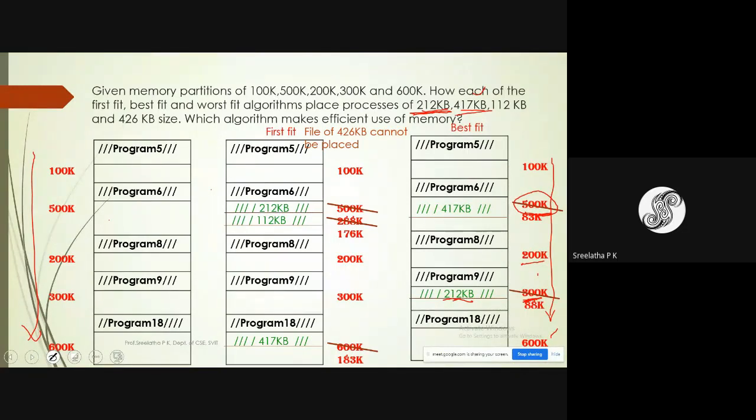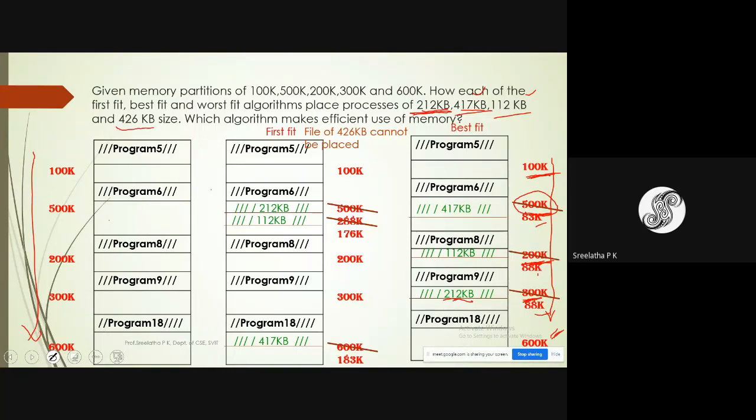Let's check for the next process, 112 KB. 112 KB cannot be placed in 100, it cannot be placed in 83. In 200 it can be placed. In 88 it cannot be placed. In 600 it can be placed. So which is the smallest that can store the program of 112 KB? It is 200. So the program of 112 KB is stored there, and the remaining space is 88 KB.